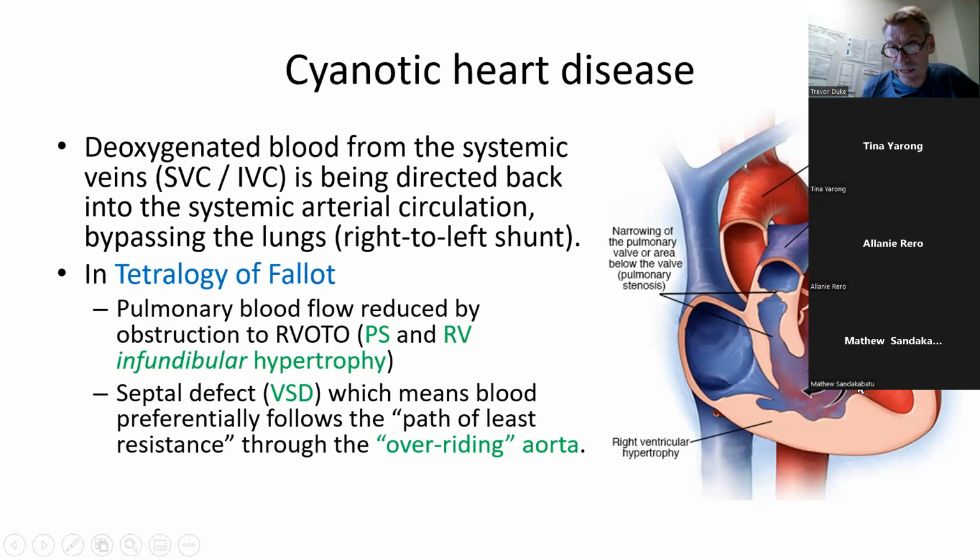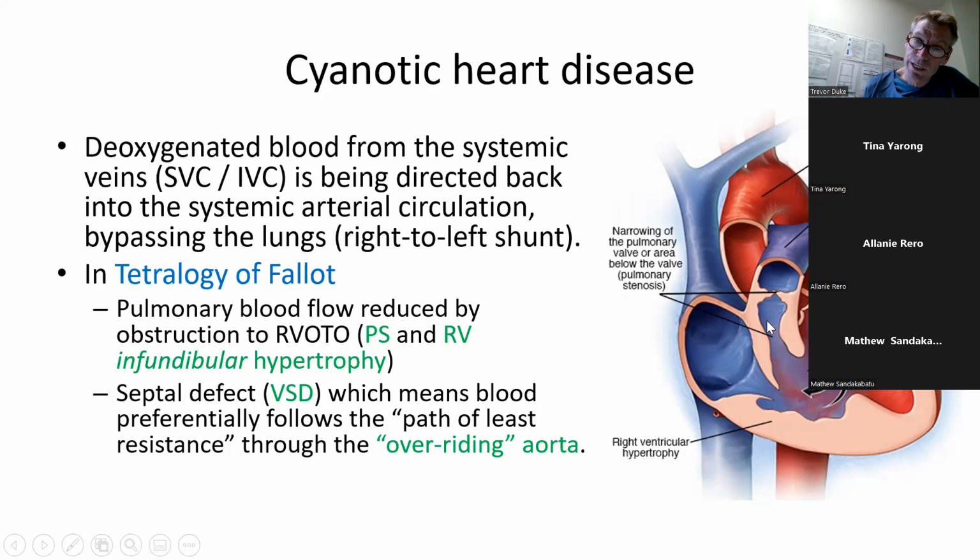And the fourth part of the four parts of tetralogy of Fallot, after the pulmonary stenosis, the infundibular hypertrophy, and the ventricular septal defect, is the overriding aorta, which just means that the aortic valve is quite close to the ventricular septal defect. So any of the blood that goes out the VSD can go straight up into the aorta. Some of it, of course, mixes in the left ventricle, but most of it goes straight up through the aorta.